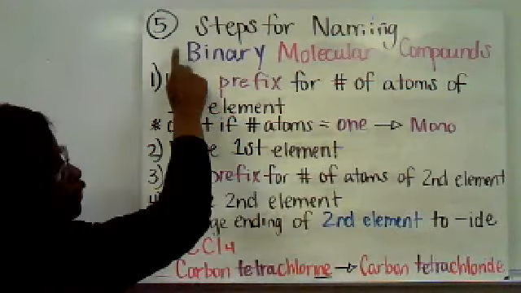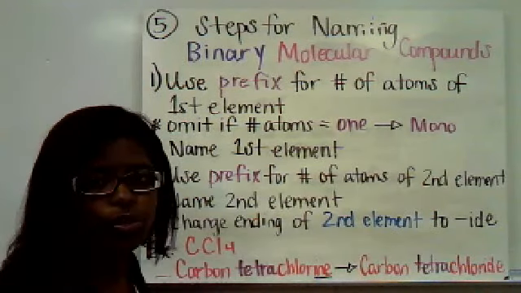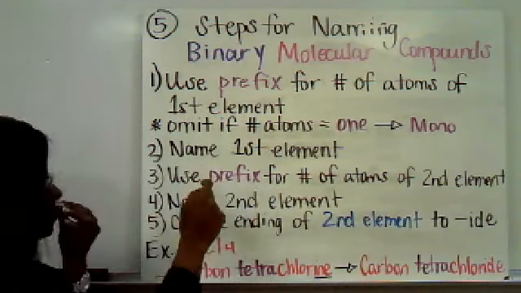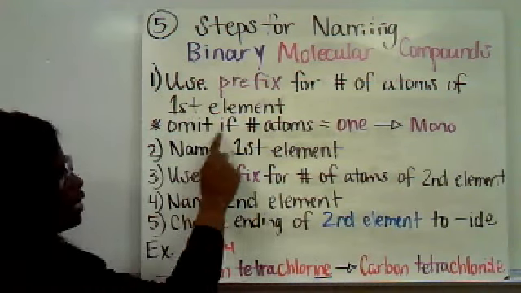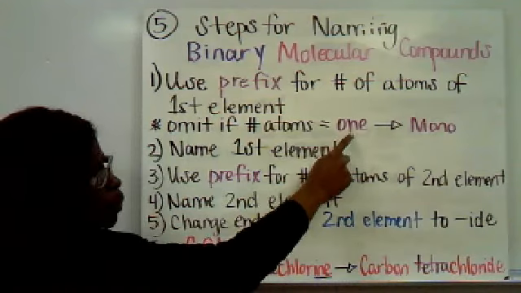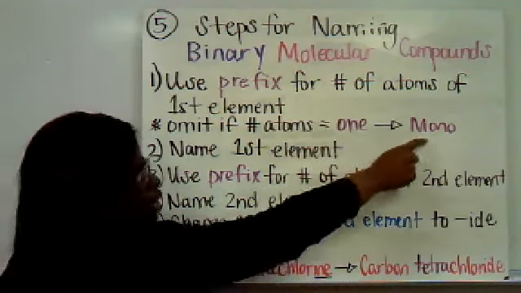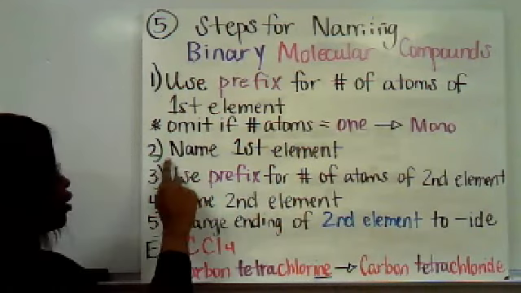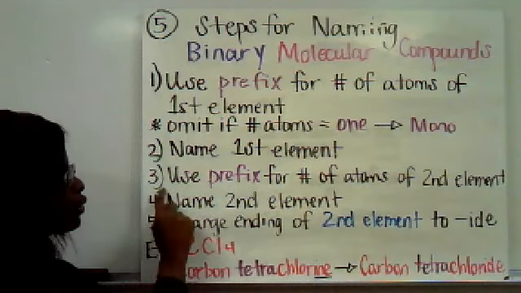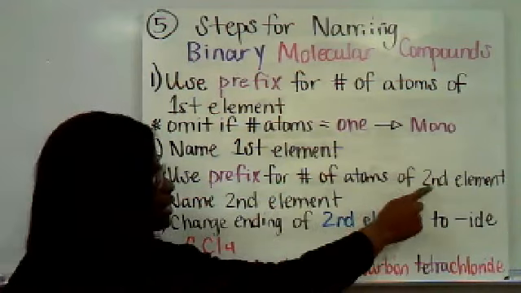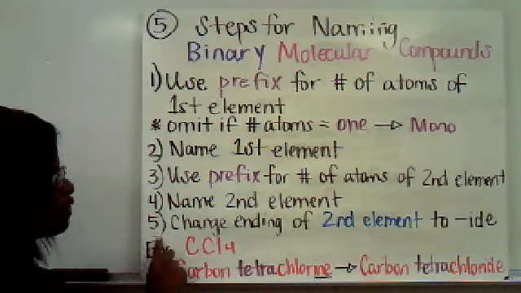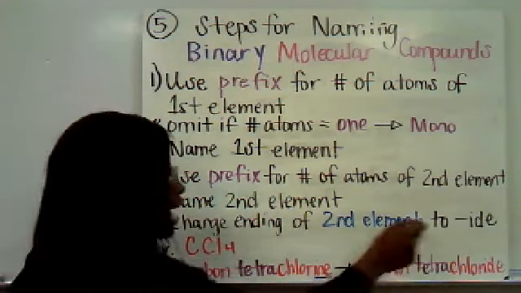So, steps for binary molecular compounds. Now we get to use some of those prefixes. Step 1, use the prefix for the number of atoms of the first element. If the number of atoms is equal to 1, that's mono, and you're going to omit that. You're not going to write that. Step 2, name the first element. Step 3, use the prefix for the number of atoms of the second element. Step 4, name the second element. And step 5, change the ending of the second element to "ide."